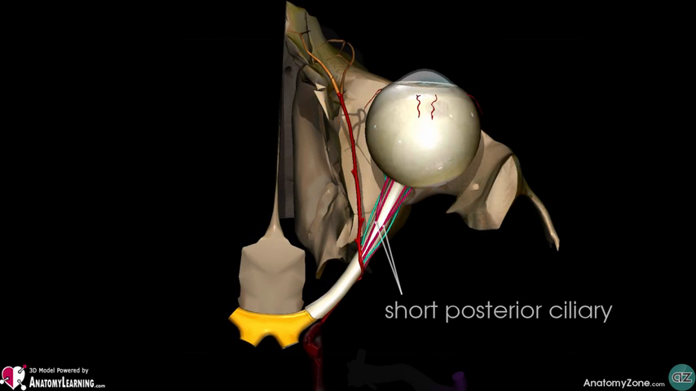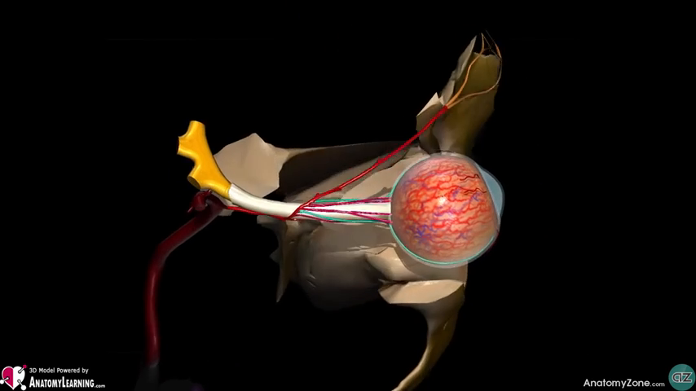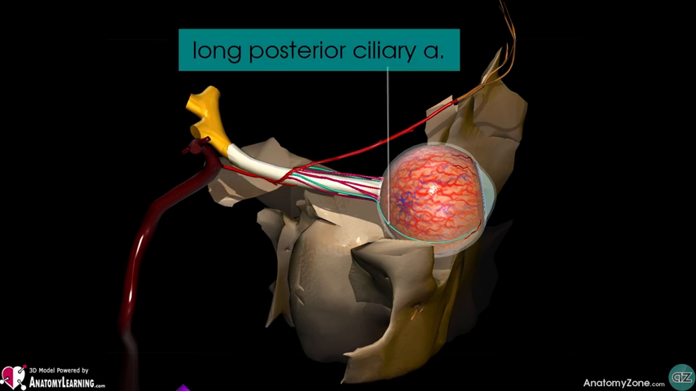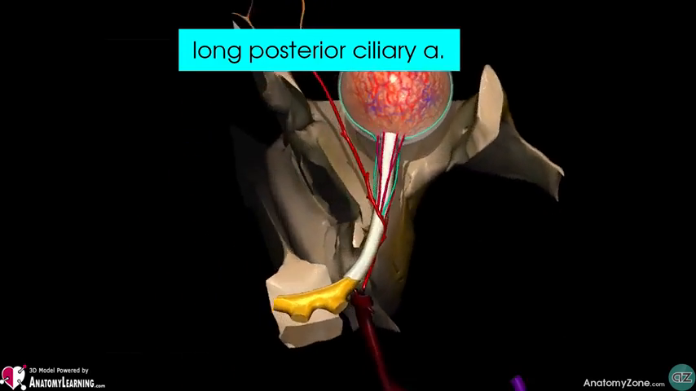You can see here the short posterior ciliary arteries highlighted in pink colour that pass around the optic nerve and pierce the sclera posteriorly to enter the choroid layer. I've just made the sclera transparent for a better visualization. The long posterior ciliary arteries run a longer course medially and laterally around the sides of the optic nerve and pass to the anterior aspect of the eyeball, piercing the choroid layer.